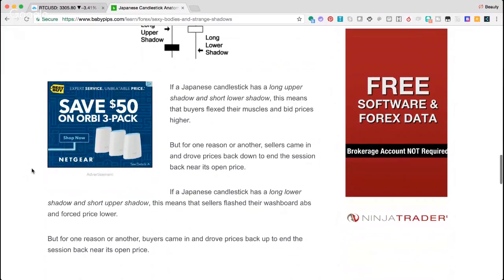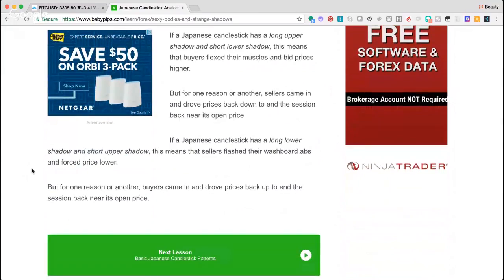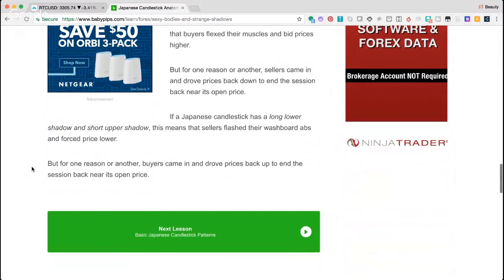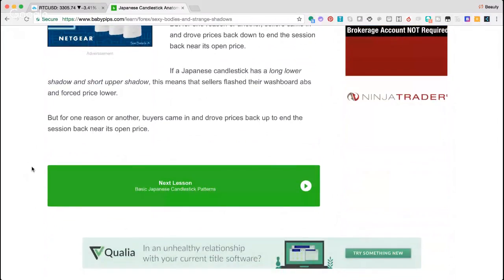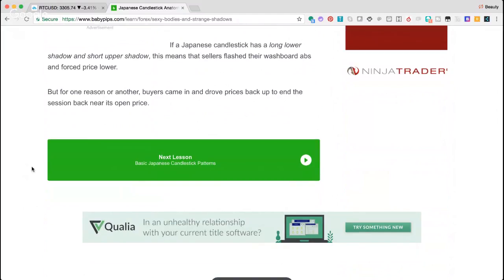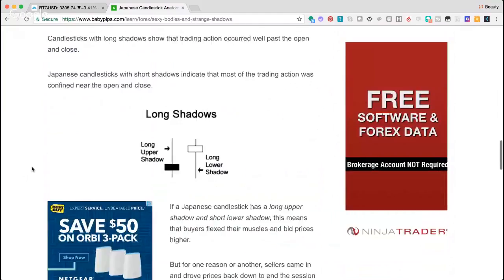If a Japanese candlestick has a long lower shadow and short upper shadow, this means that sellers flashed their washboard abs and forced price lower. But for one reason or another, buyers came in and drove prices back up to end the session back near its open price. Okay, that's a big lesson.